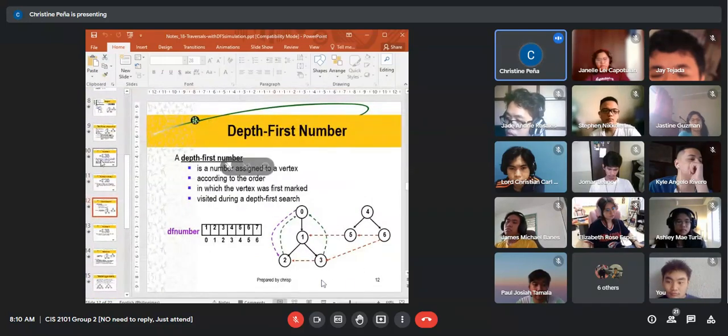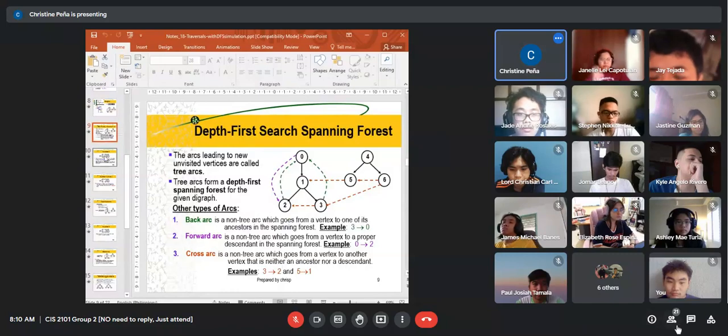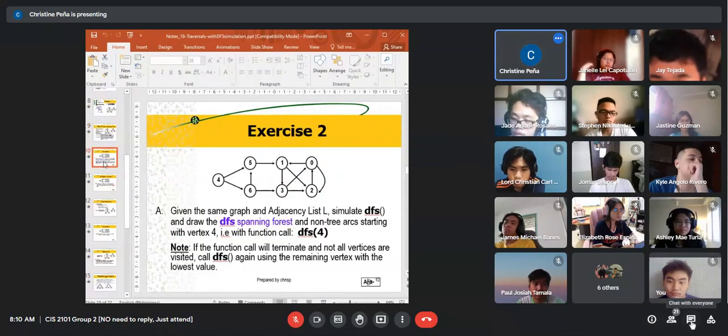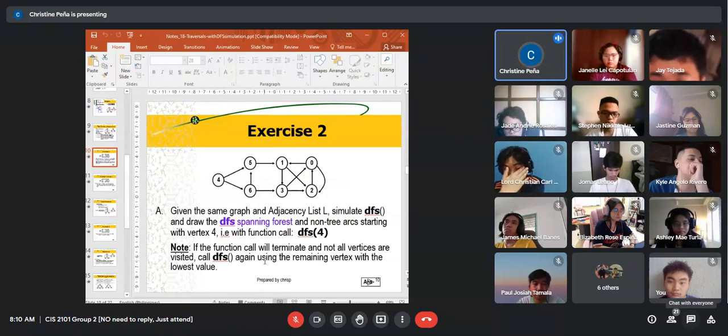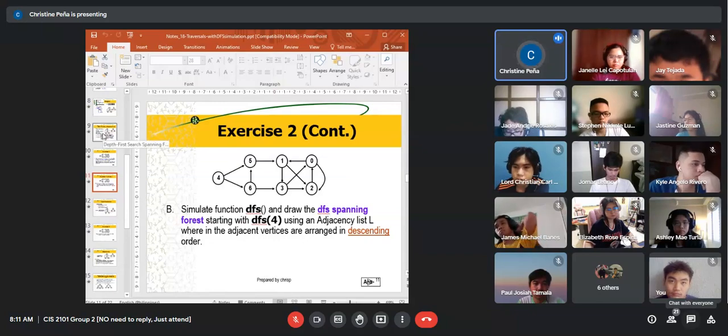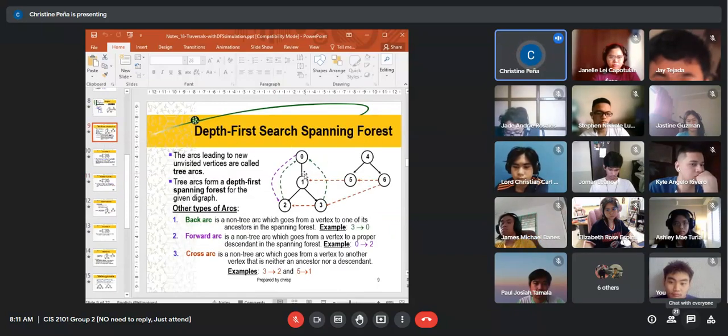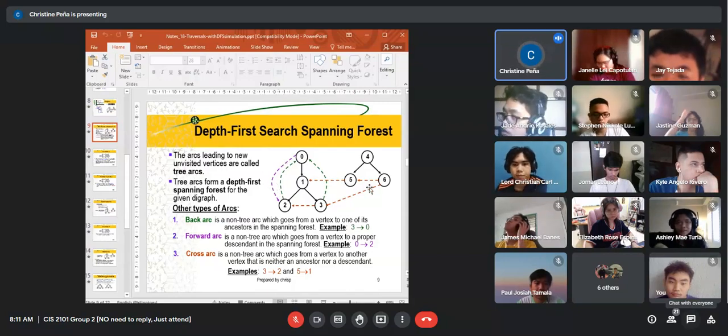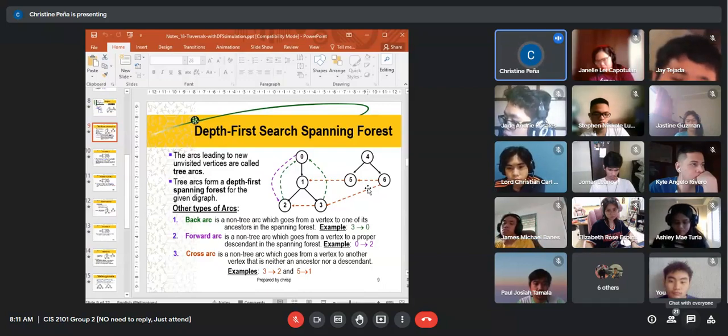Did you get it? I assure you, the DFS spanning forest that comes out will be different for each of you, so you should practice. And I just want to point out that in the DFS spanning forest, there are also the broken line arcs. You can do the extra, because it is possible that it will be asked in the test.